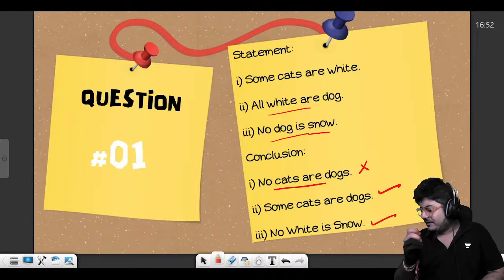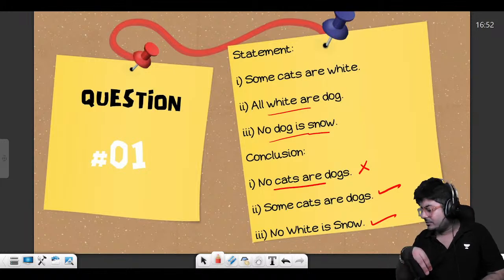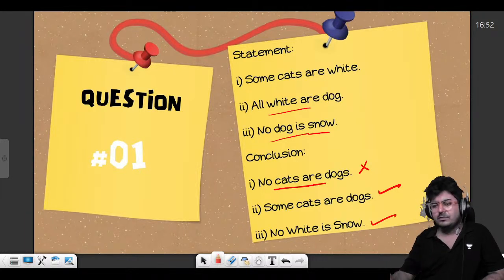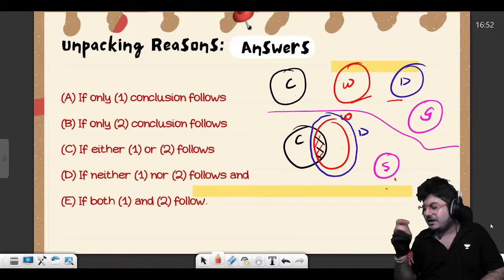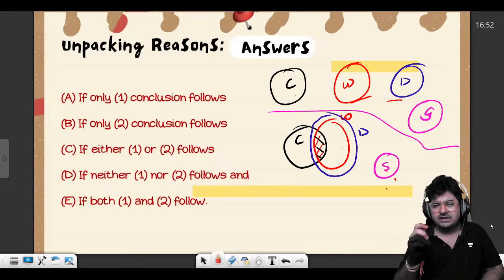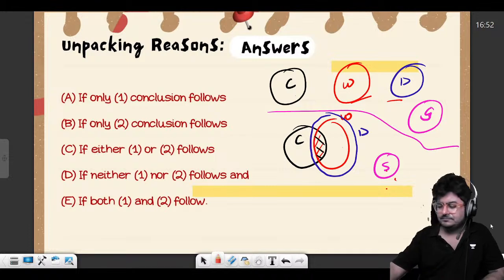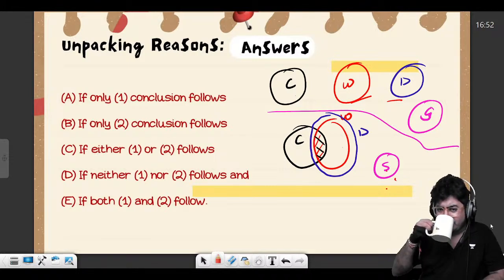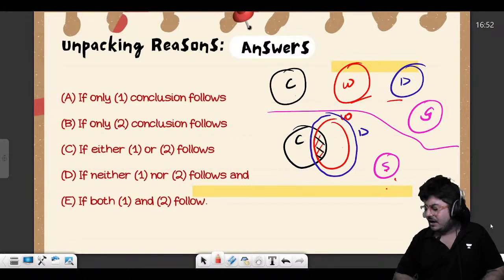But suppose here they tell you, some cats are snow. So what do you think? That conclusion, some cats are snow. Would this conclusion be correct or false? True or false?